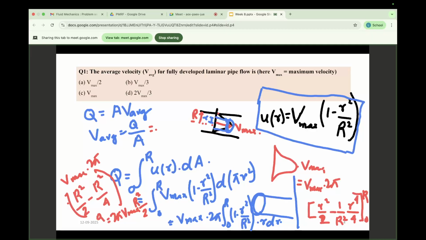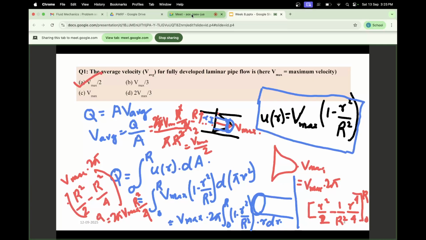So this thing we have already got, that is 2 pi V max r square by 2, and area I know that this is pi r square. So r square is cancelling out. Sorry, it is 4. So this 2 will be cancelled by 2 and this pi will be cancelled out. So what I get? I get V max by 2. So that's why the correct answer is option A. Do you get this concept?